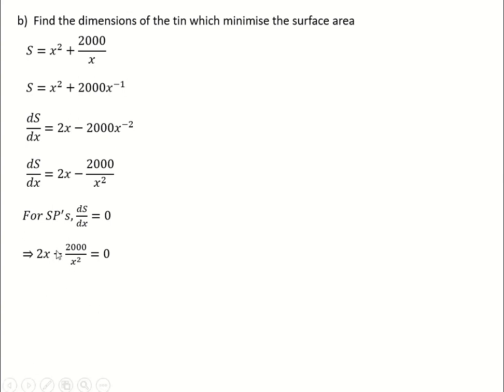First thing I'd be thinking: I don't like fractions, I want to get rid of the fraction. 2000 over x squared looks too daunting for me. Get rid of it. Times by x squared, just make sure you times everything else by x squared.